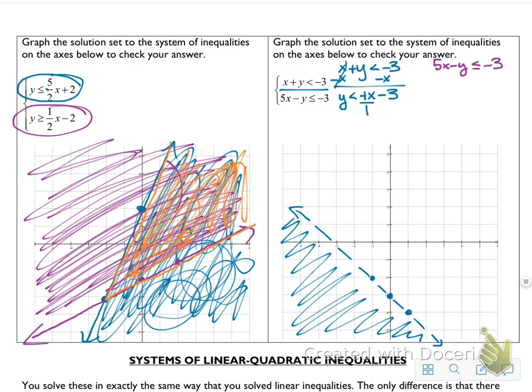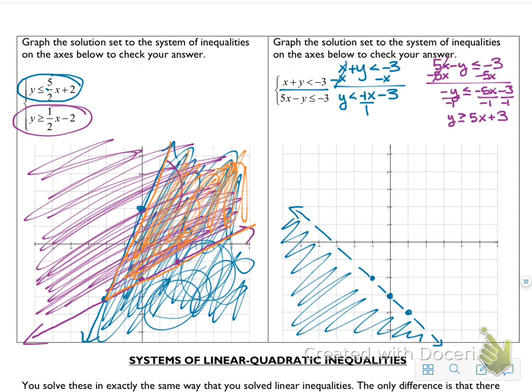Well, again, we need to get the y by itself, so we need to move the 5x over. We get negative y is less than or equal to negative 5x minus 3. Now you have to remember, we don't want to know what negative y is, we need to know what positive y is. So you make this a positive by dividing everything by a negative 1. But, if you remember that first page of this section, if you divide by a negative 1, you have to change the sign. So now, we have greater than or equal to positive 5x plus 3. And now we can graph it.